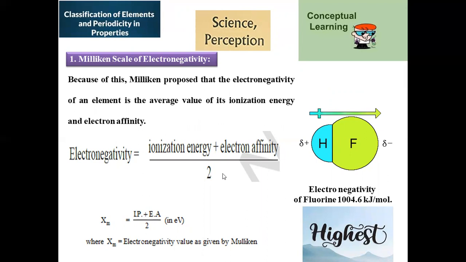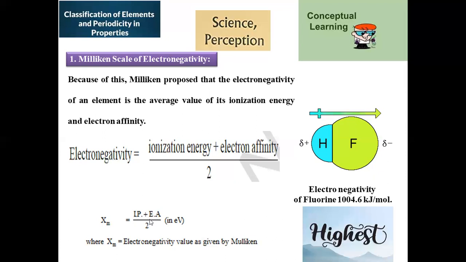So here it is the average of these two. Electronegativity is equal to ionization energy plus electron affinity divided by 2, because we are taking two parameters. So simply you can say it is the average of these two parameters. That's the reason why electronegativity can be measured by a comparative study between the elements. So chi m is equal to IP, ionization potential, plus EA, electron affinity, divided by 2, which is measured in electron volts, because if we are taking potential, the value should be in volts, electron volts.